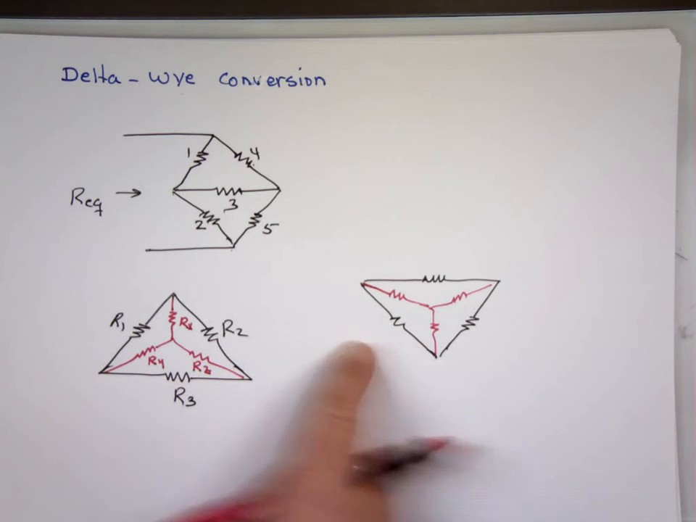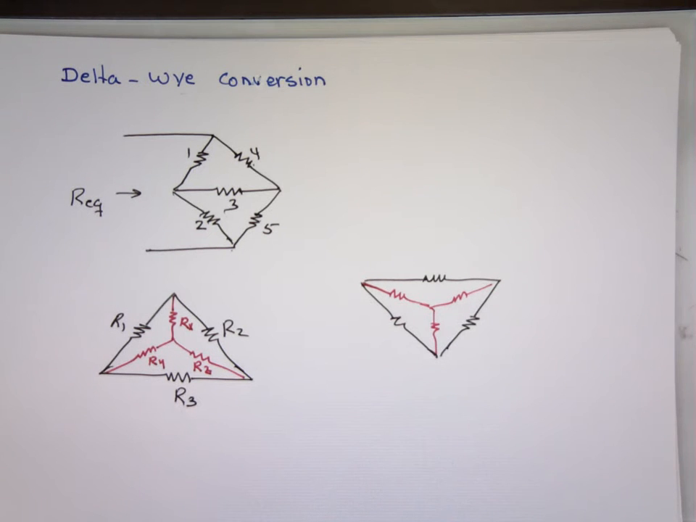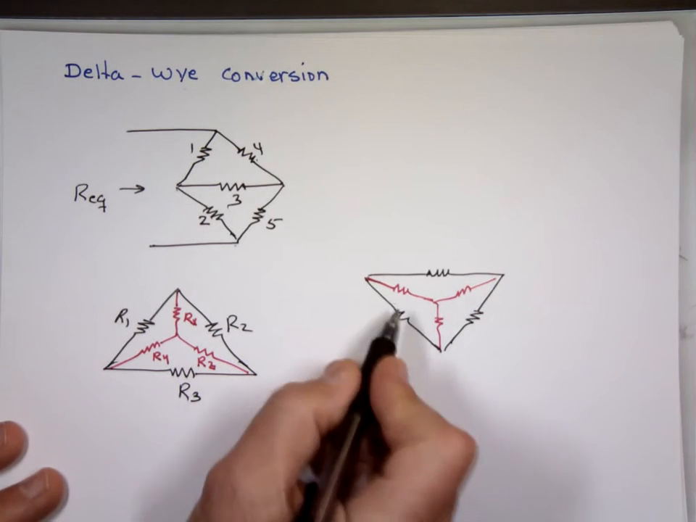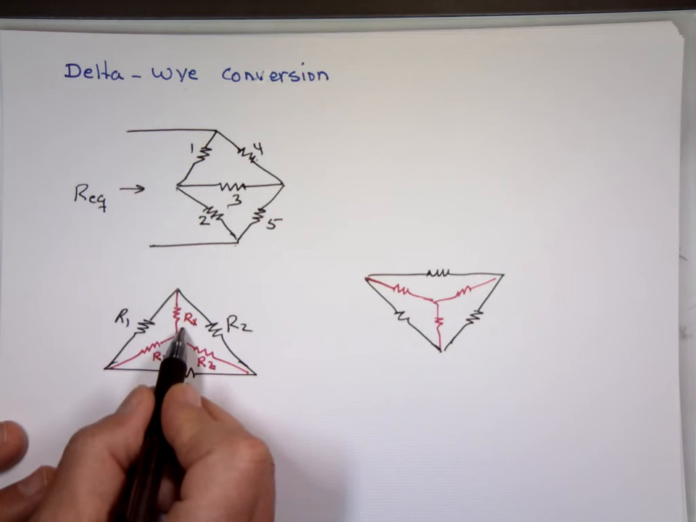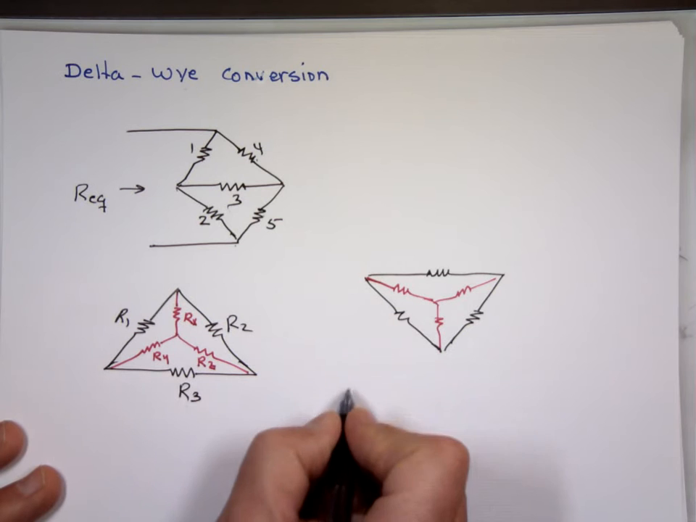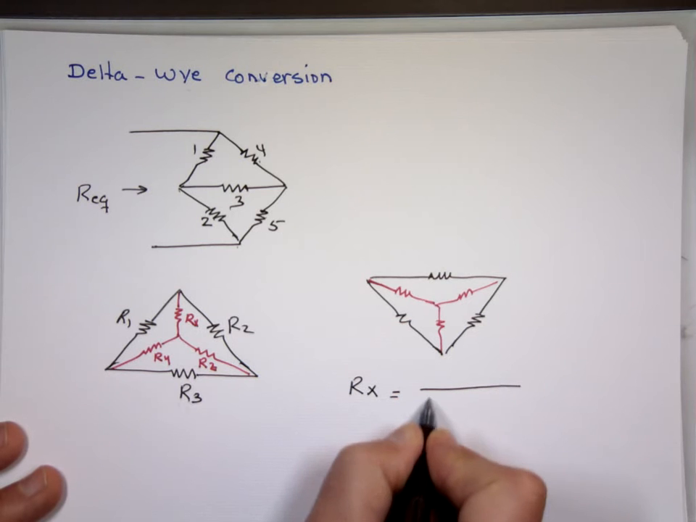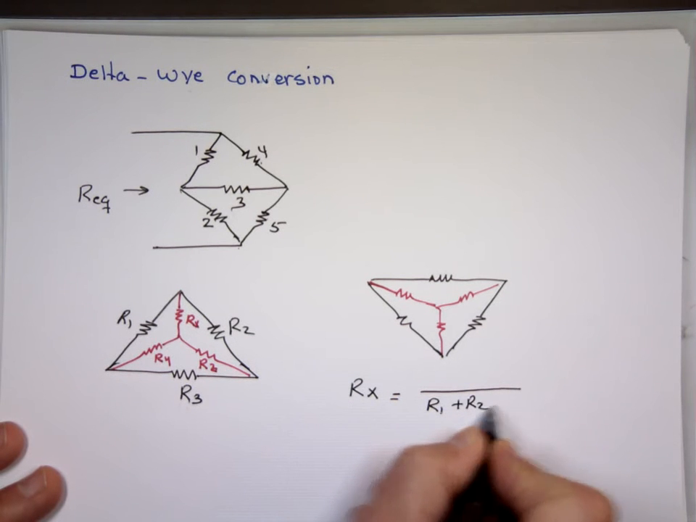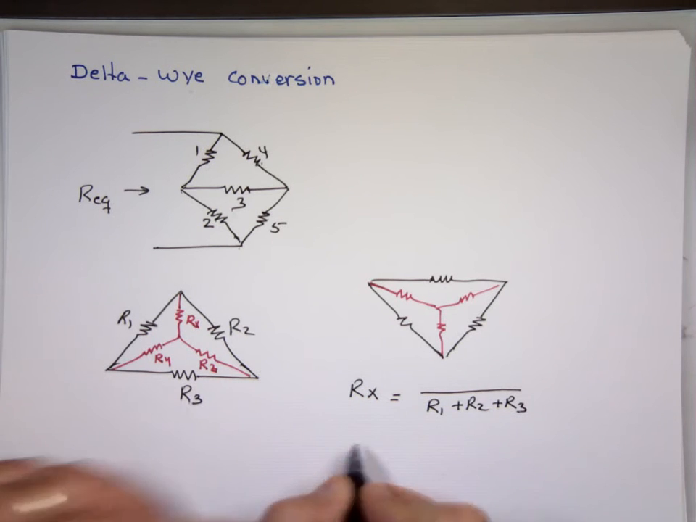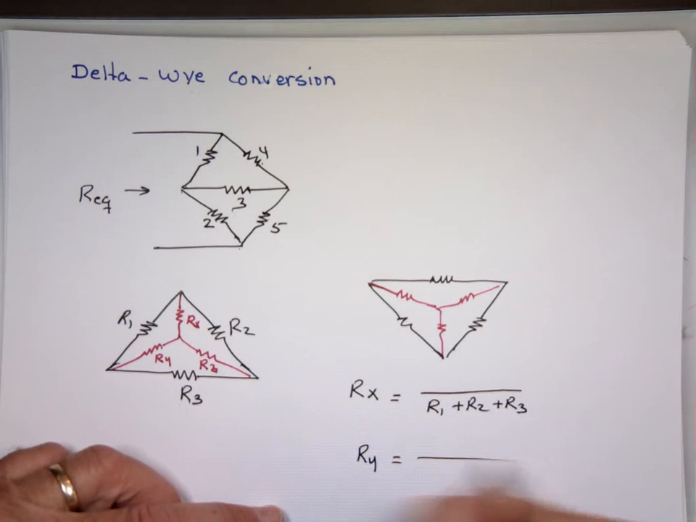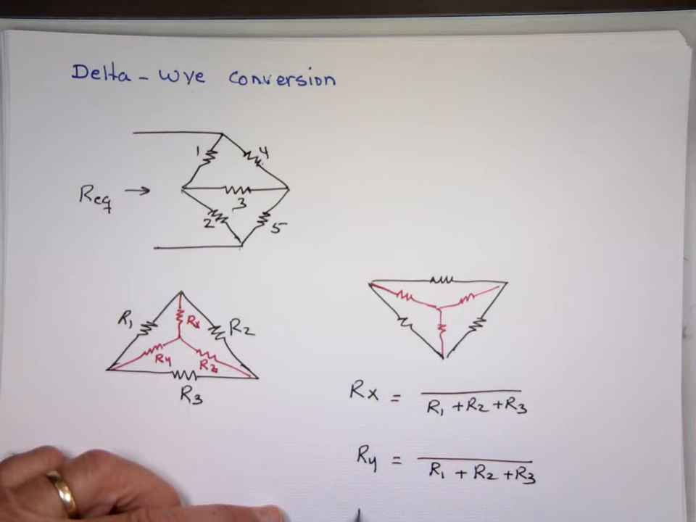How do we go from delta to Y? Well, the way we do them, you look at the resistor, for example. You want to find what R sub x is? Here's R sub x. That's the top one, this one. The bottom is always going to be the same. It's the sum of all three of them. For R sub y, the bottom is going to be the same: R1 plus R2 plus R3. And Rz, the bottom is going to be the same: R1 plus R2 plus R3.